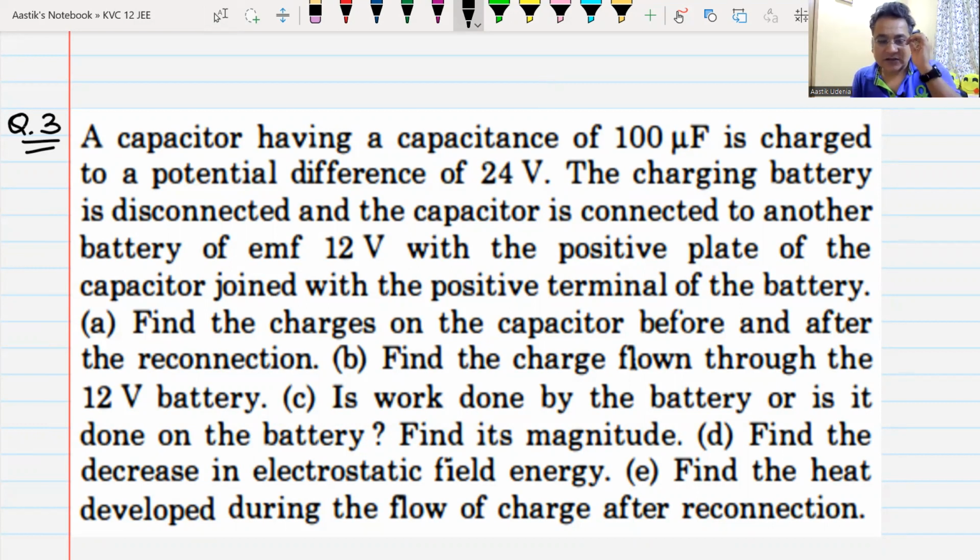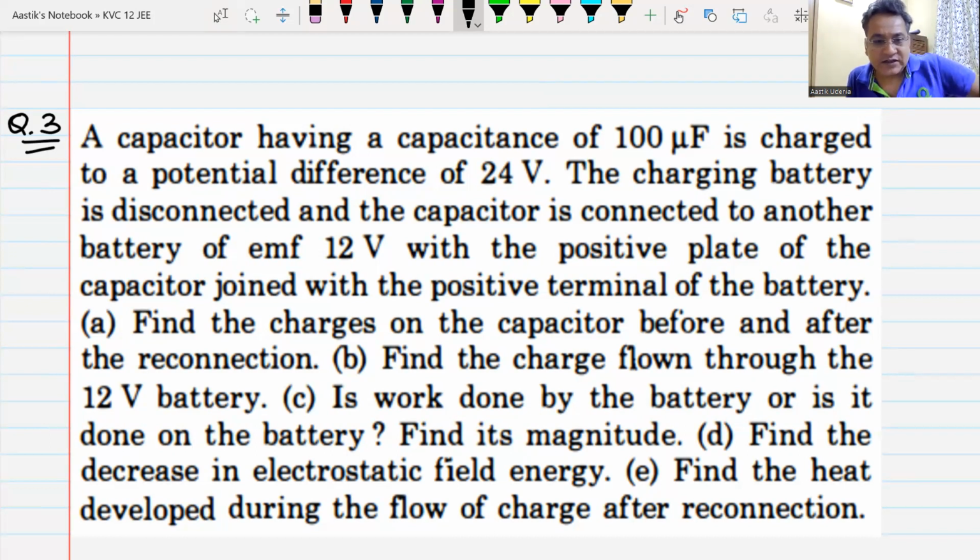A capacitor having a capacitance of 100 microfarad is charged to a potential difference of 24 volts. The charging battery is disconnected and the capacitor is connected to another battery of 12 volt, with the positive plate of the capacitor joined with the positive terminal of the battery. So the initial positive is again joined to the positive of the battery. Find the charges on the capacitor before and after connection.